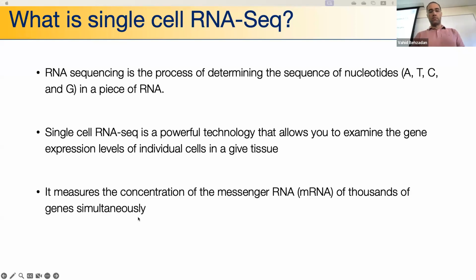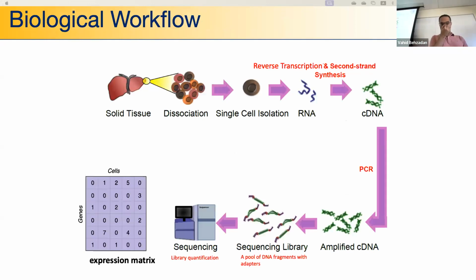Okay, so as I said, it measures the concentration of the messenger RNA. It's called messenger because it moves from the nucleus to outside of the cell. It's converted into proteins, and these proteins go to different body locations to perform specific functions. Okay, so here is the biological workflow.